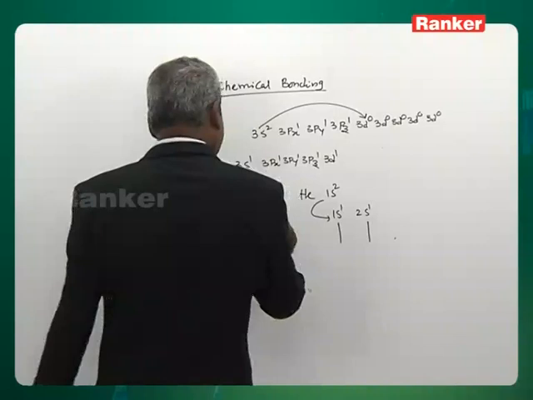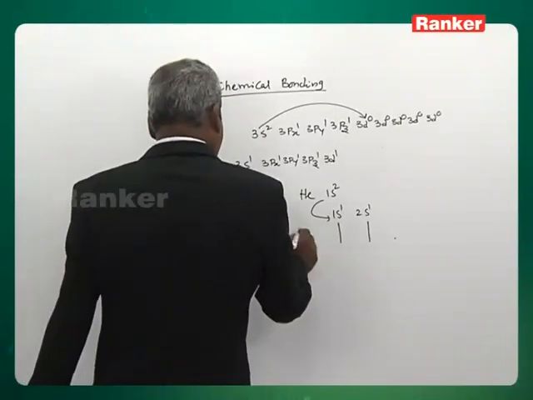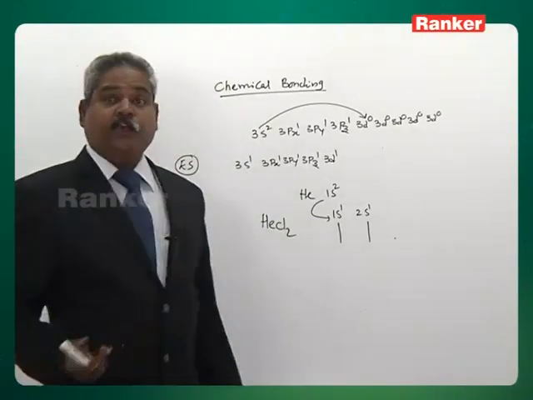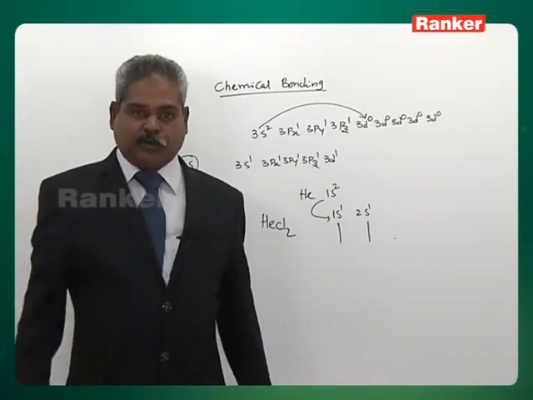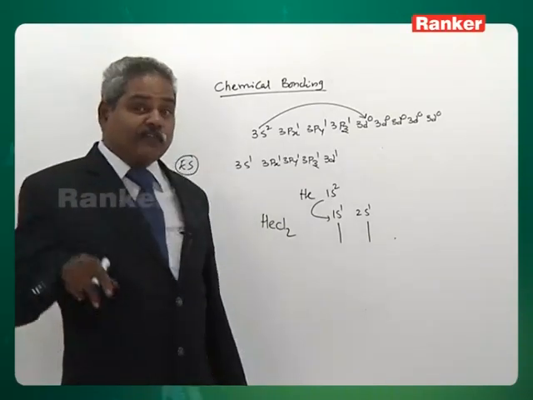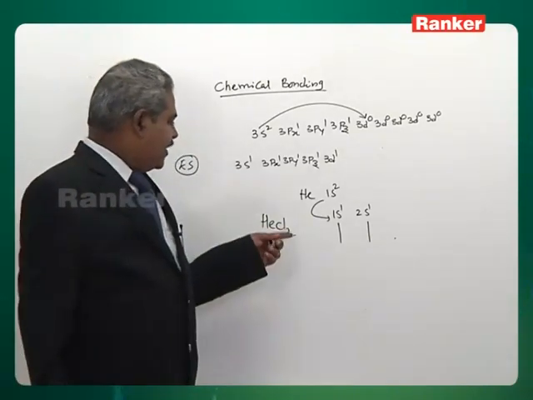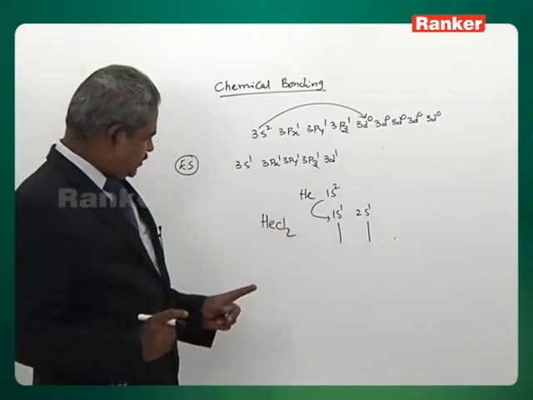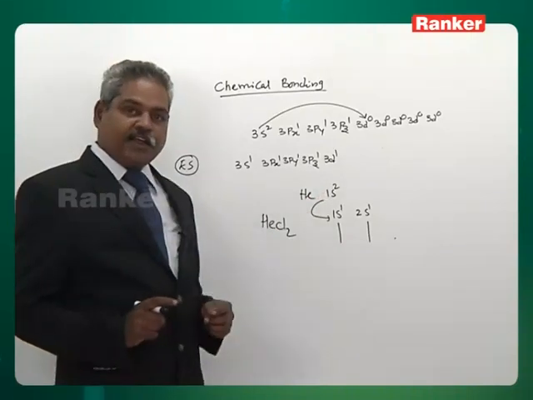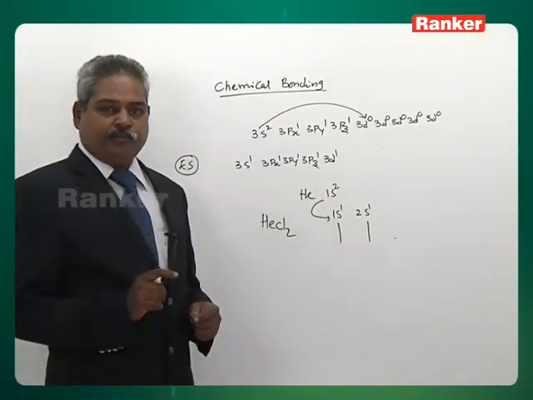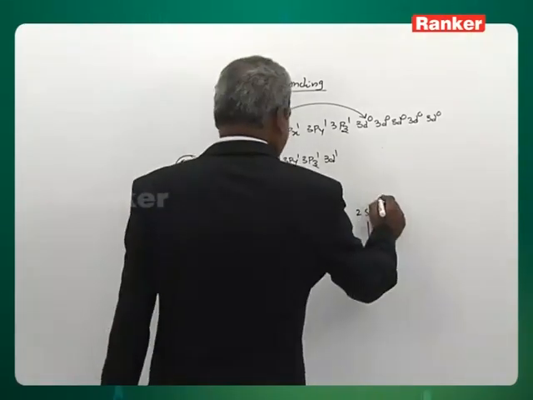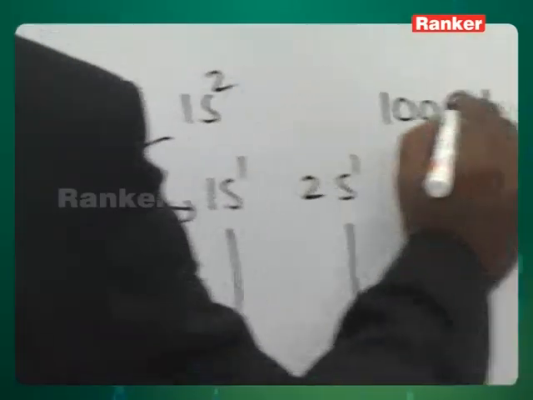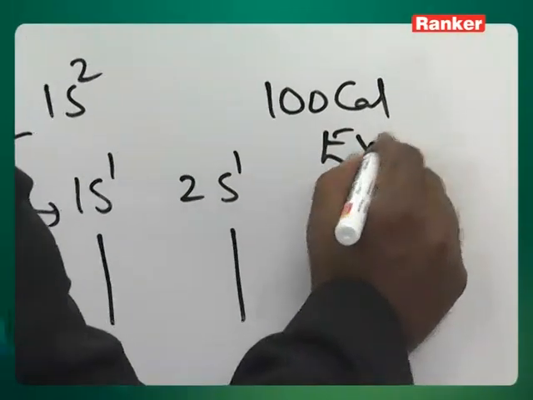So helium also can form helium chloride. Helium can form helium chloride. That may sound surprising to you. It can form helium chloride, but it doesn't, because look at the logic. For this excitation, energy is required. That is, you have to spend 100 calories. 100 calories for excitation, say.